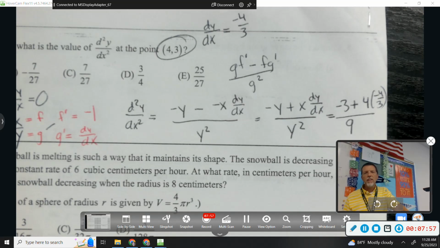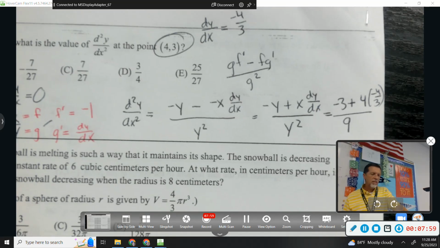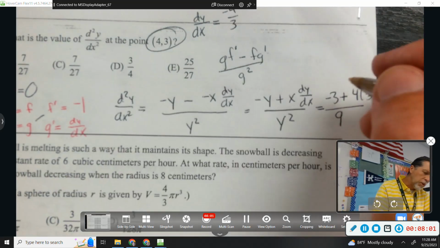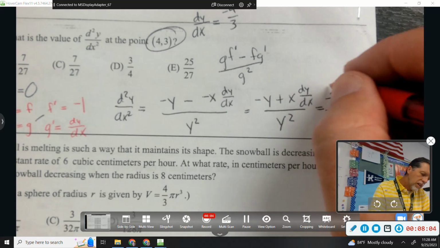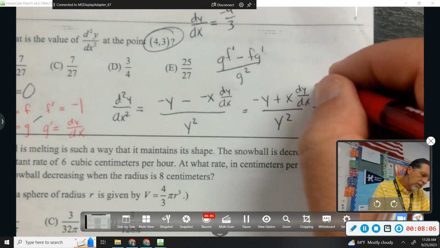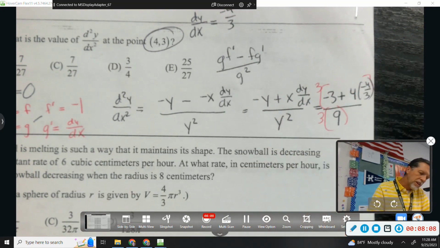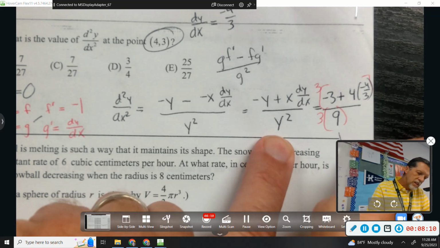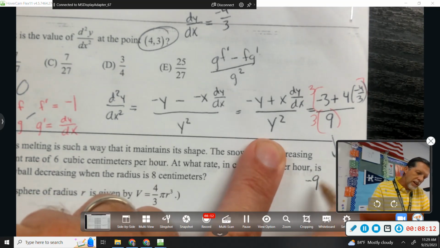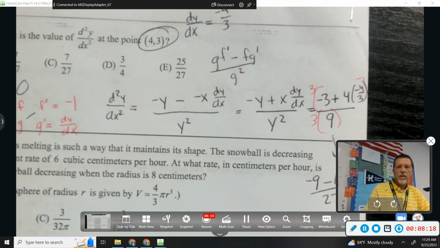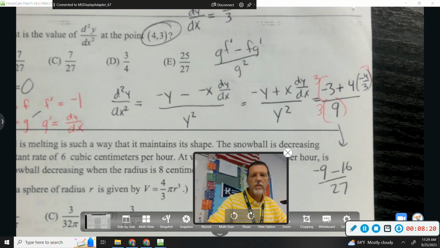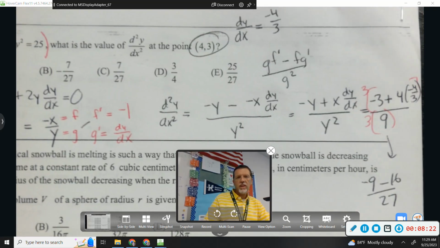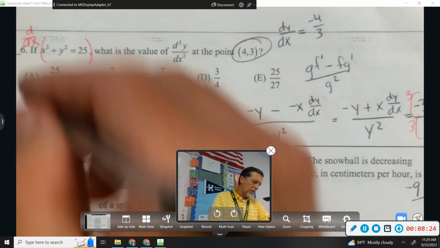So naturally that doesn't work well. Let's multiply everybody by 3 over 3 to clear that denominator out. So that would be negative 9 minus 16 over 27. So negative 25 over 27, and that is answer choice A.